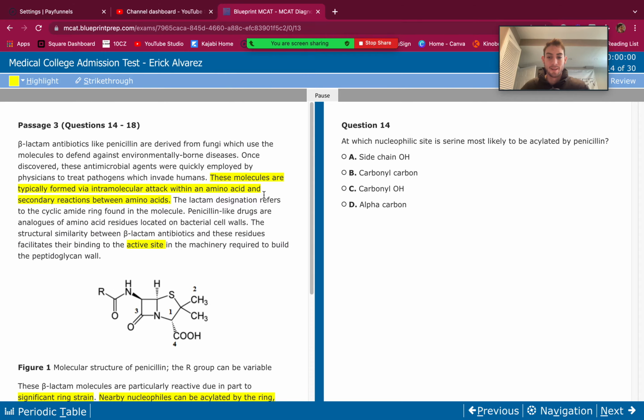Let's keep going. So honestly, this passage wasn't that bad. This is a pretty good passage. It has a lot of organic chem here. I know you guys are weak at organic chem.